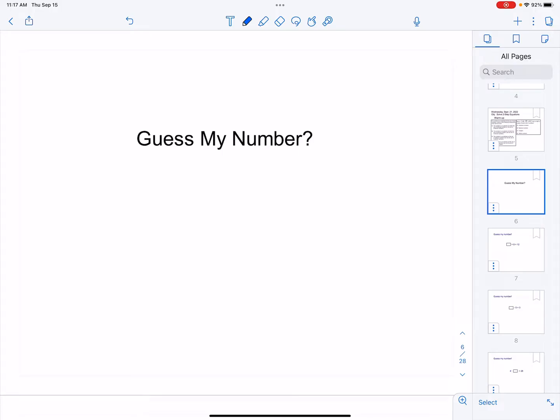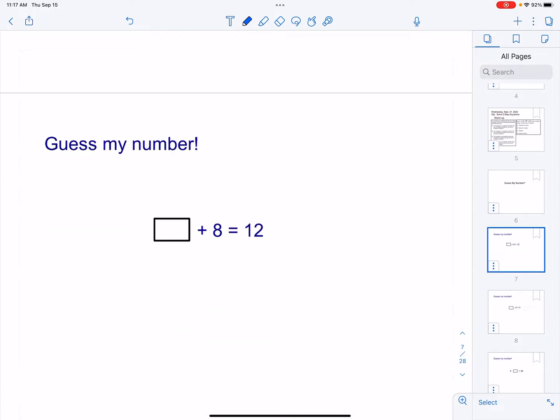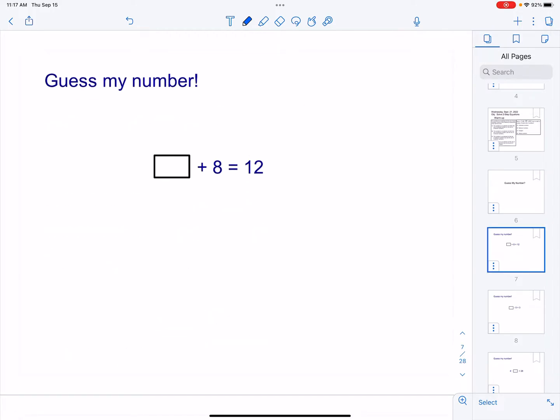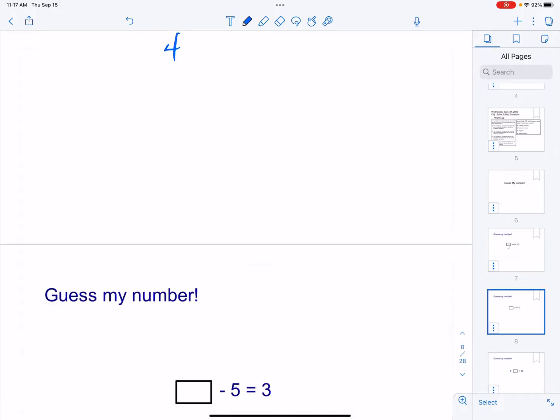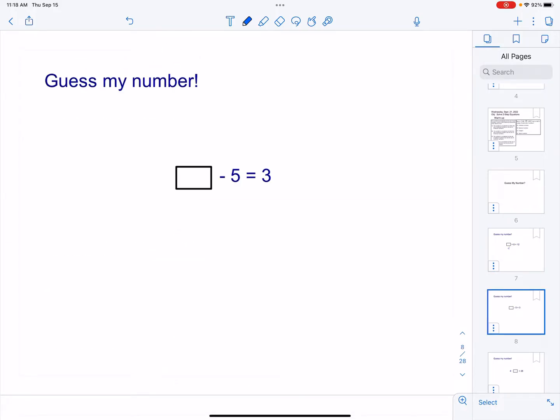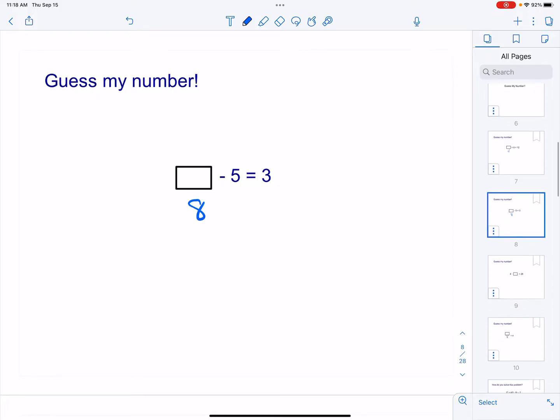What I'd like for you to do is, when I give you a problem, guess what number goes inside the box. So here's our first question. Box plus 8 equals 12. What number goes inside there? Well, hopefully you realized that that was 4. Pretty simple. Next one. Blank minus 5 equals 3. So what number, when I subtract 5, will give me 3? Hopefully you know that that's 8.